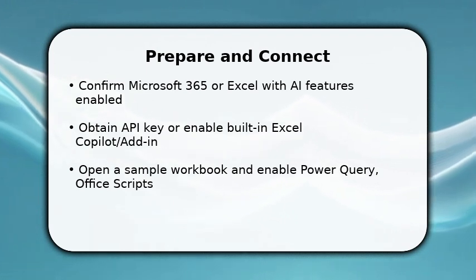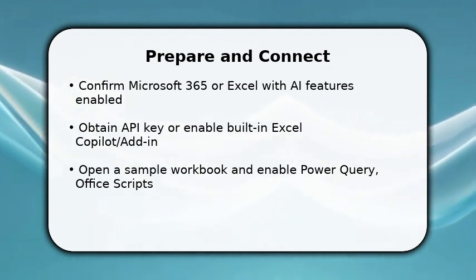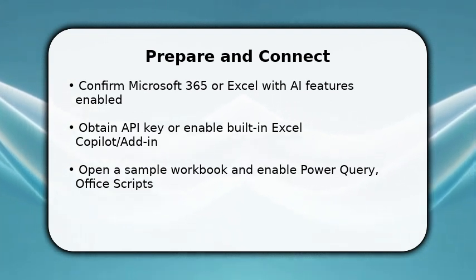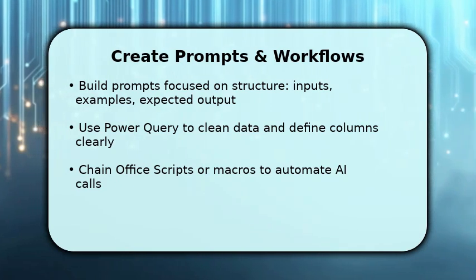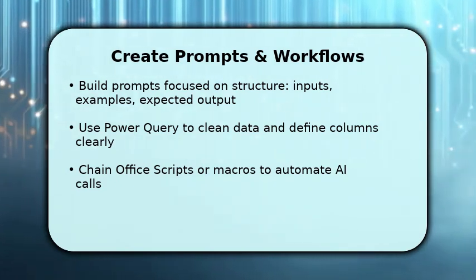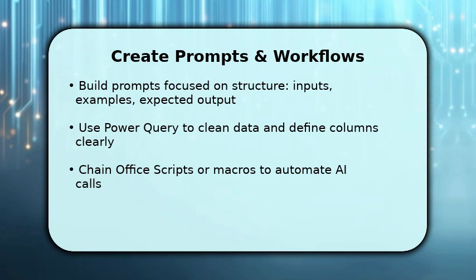Make sure to scope access to only the data you need and save a backup copy so experiments don't risk production files. You craft prompts that describe inputs, show one example, and specify output format. This reduces ambiguity and improves consistency.